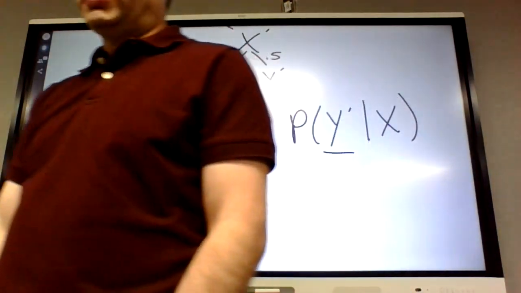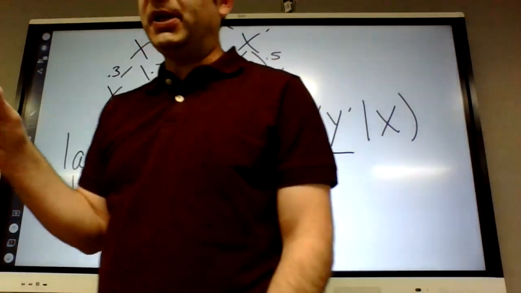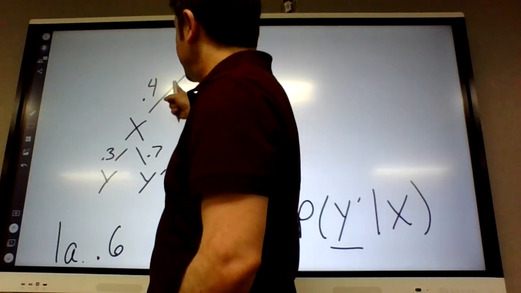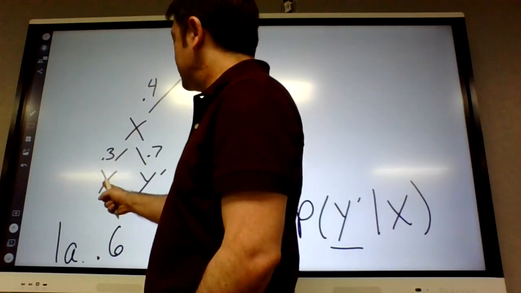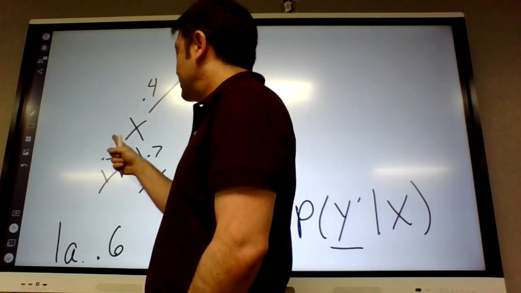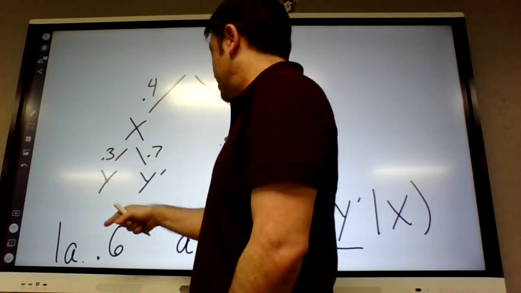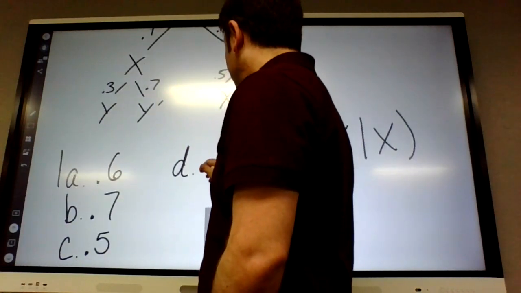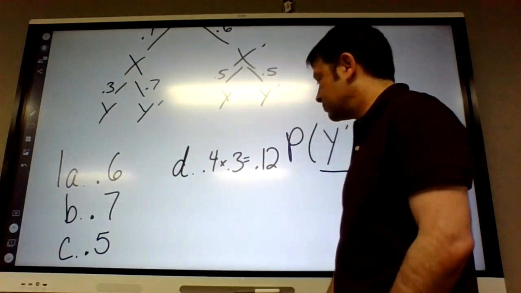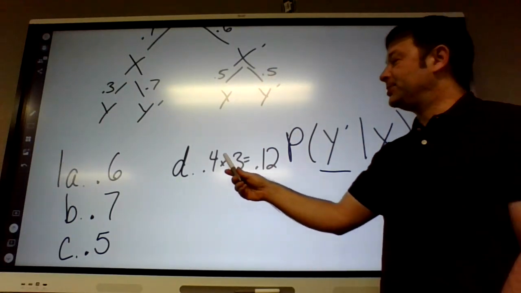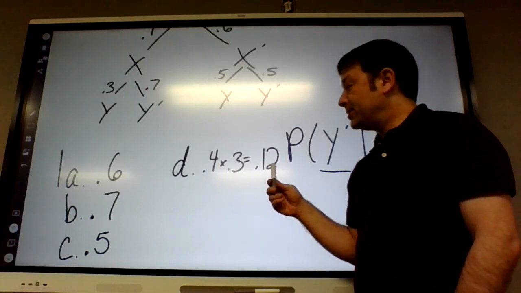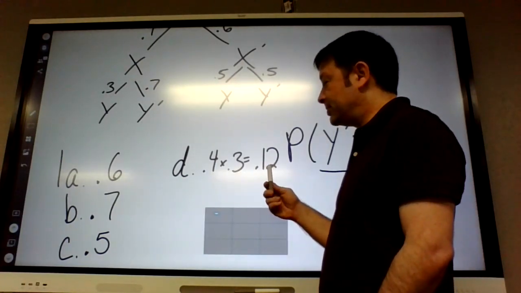D. Okay, so this is different. D is what's the probability that X and Y happens. So that means what's the probability that this and this happens? Multiply. We've done this in the past: 0.4 times 0.3. Simultaneous events. Anybody know it? 0.12. Remember when you multiply decimals, you just multiply normally and then each decimal place counts towards the decimal places in your answer. So 2 decimal places, 2 decimal places.